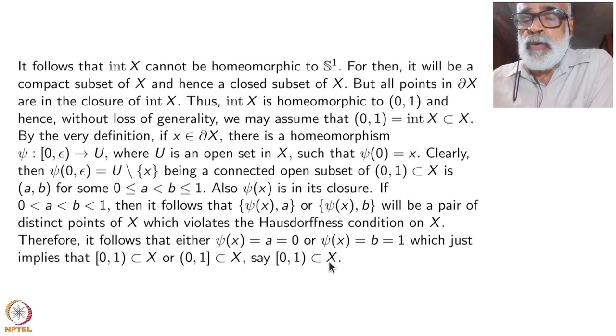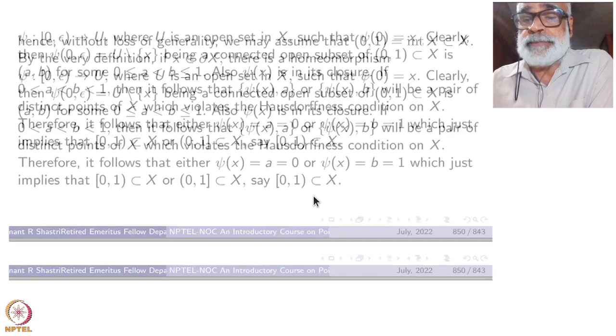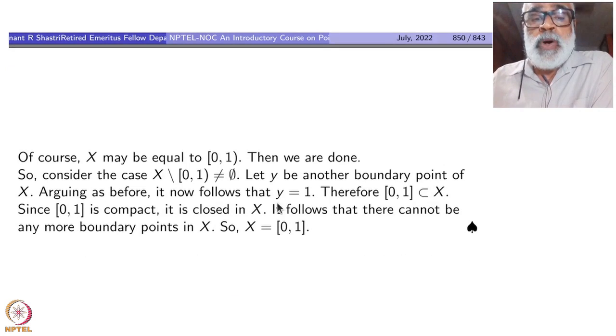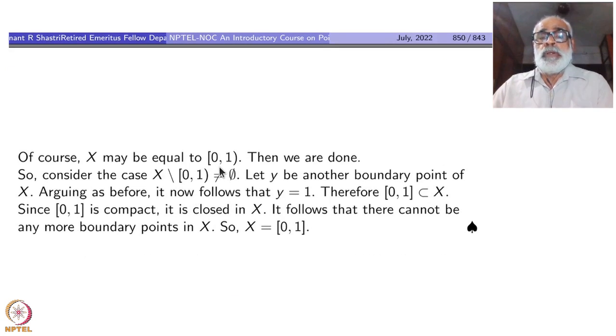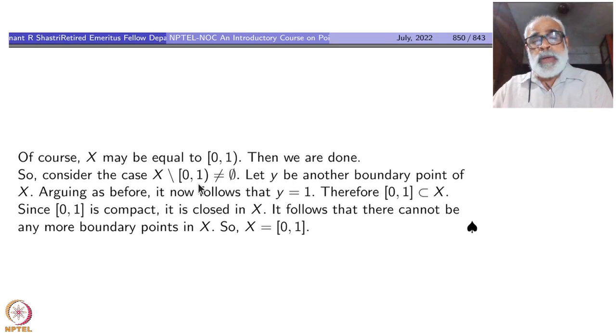For each point, I have got something like this. One single point I have completed. I have no contradiction, but it has to be like this. Of course, X may be equal to 0, 1. Then the case is over. There is no more to bother about. This is allowed. Then we are done. So consider the case when X minus 0, 1 is non-empty. There is some more point. Let y be another boundary point of X.